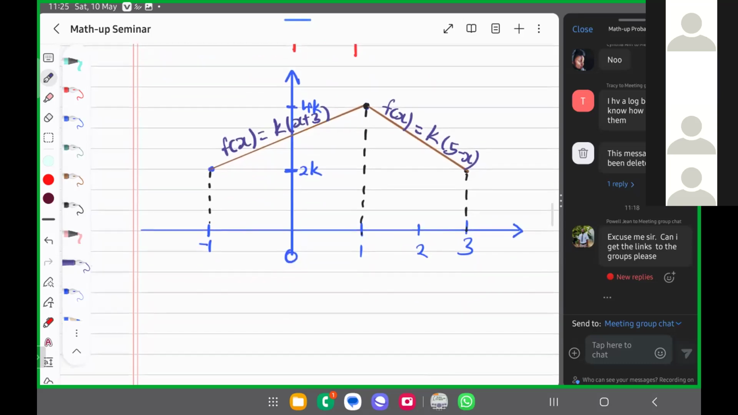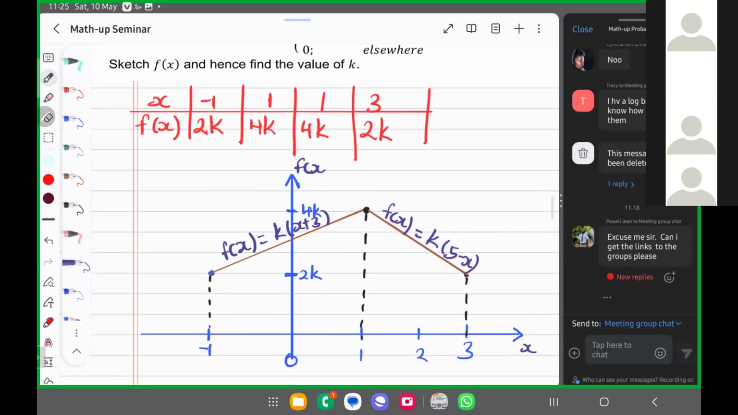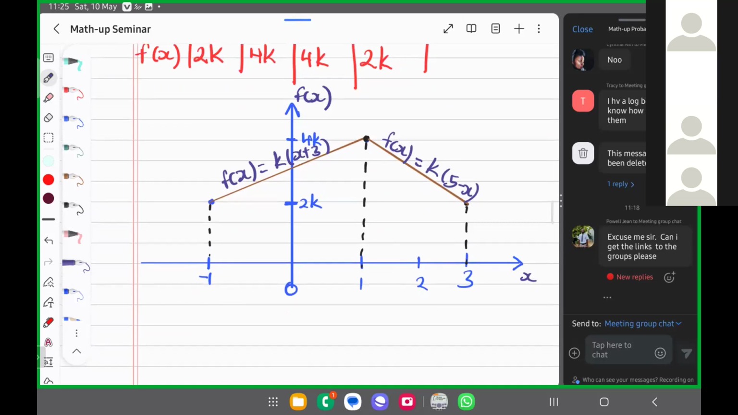Okay, that's our sketch. Then I also have to label my axes. This is the x-axis, and this is the f of x-axis. I hope that's clear, members. Yeah, it's clear. Hope so.